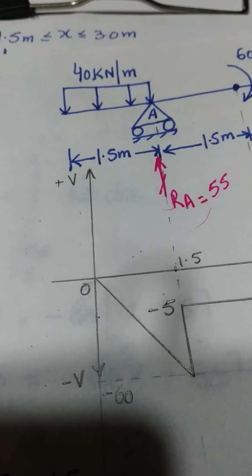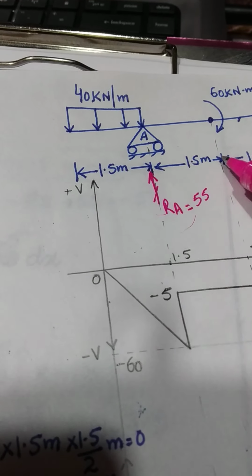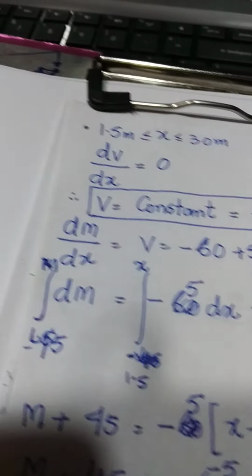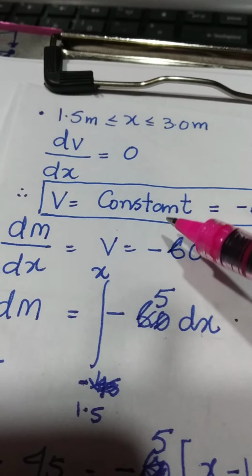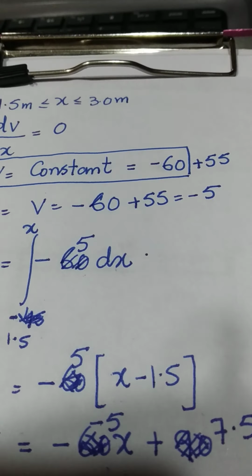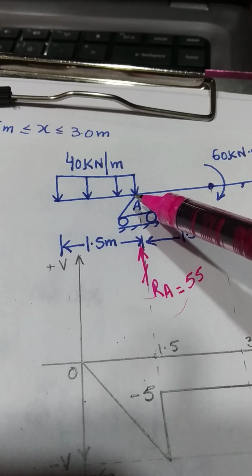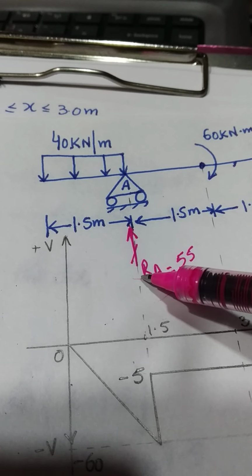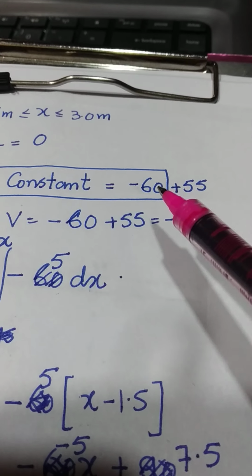So what we have to do: we know for the region x from 1.5 to x equal to 3, again we write dV/dx is equal to 0, because there is no load. Therefore V is a constant, and its value will be the value of the shear force on the left hand side of A, which is minus 60, plus the value of the reaction. The reaction is RA. Since it is positive, it is to be added. So it will be minus 60 plus 55.